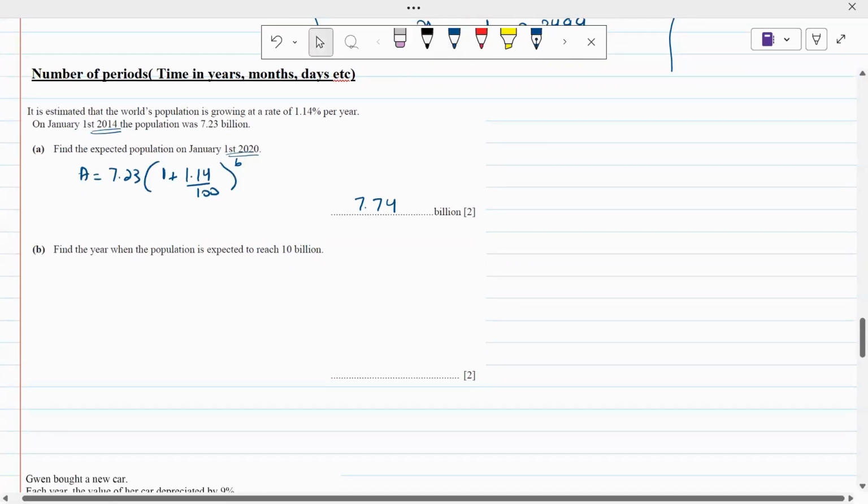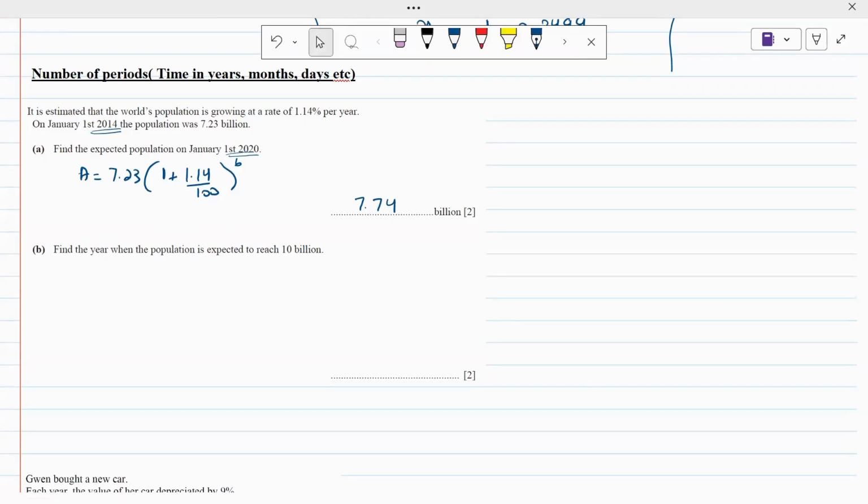Part B is something I'm more interested in. Find the year. Year means we have to find the power, the n, the t of the question. When the population is expected to reach 10 billion, then that means we are now given the increased value here. So A, this is 10 now.